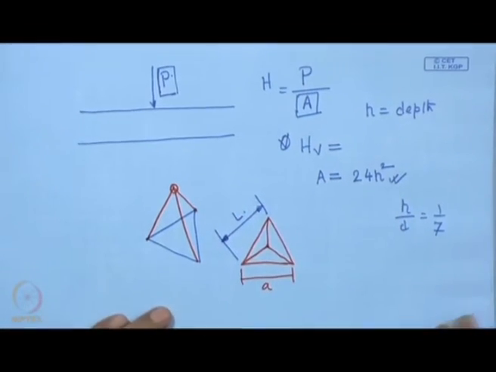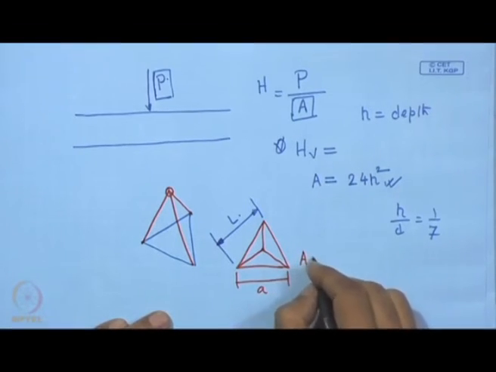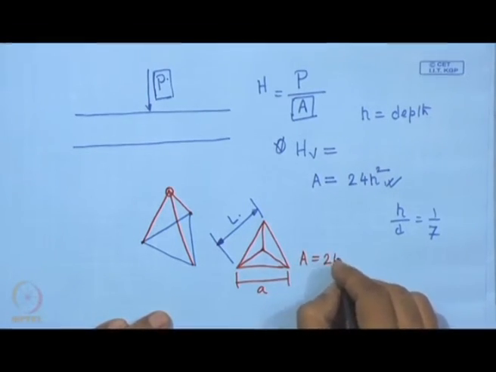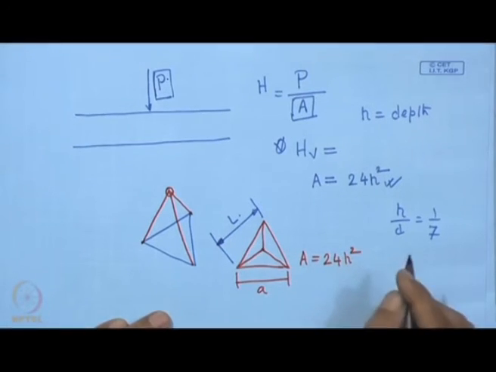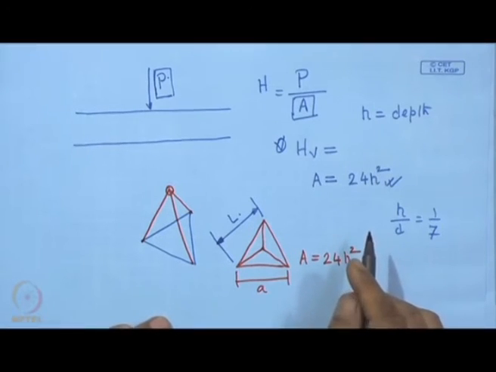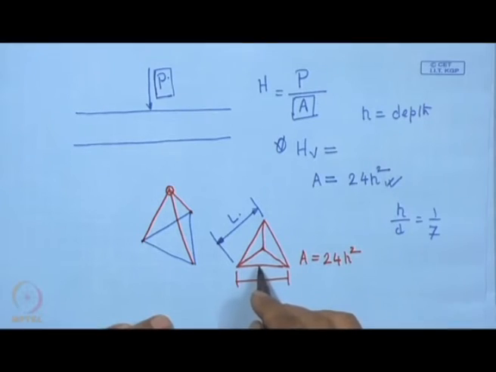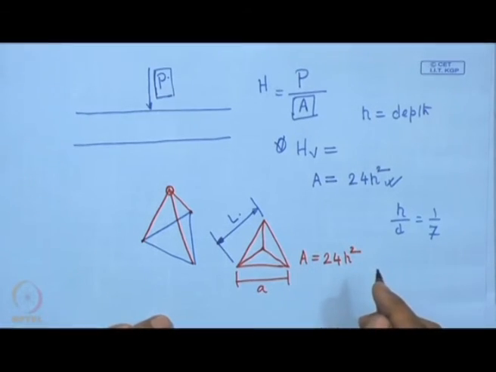In this case also the pyramid is designed in such a manner that the area A is equal to 24 h square, and that holds good. That means, in simple terms, whether it is a square based pyramid or a triangular based pyramid, with the same load it will give the same penetration and the same hardness number.